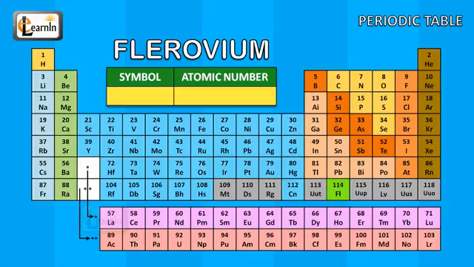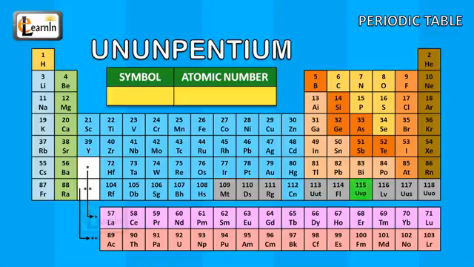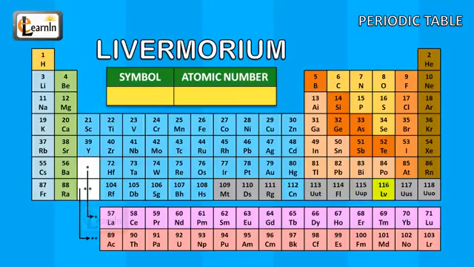The element flerovium is represented as Fl and has an atomic number of 114. The element ununpentium is represented as UUP and has an atomic number of 115. The element livermorium is represented as Lv and has an atomic number of 116.